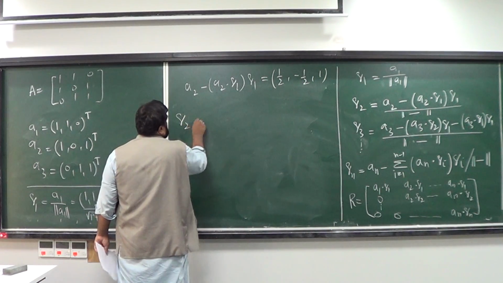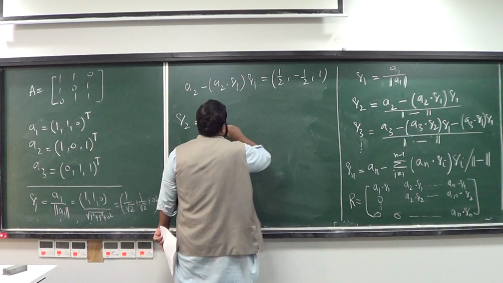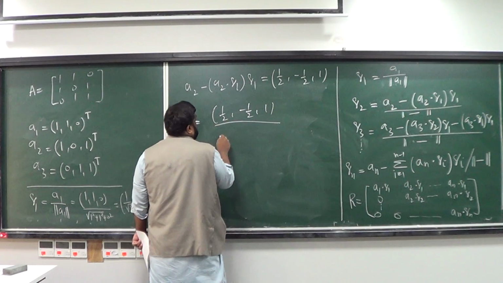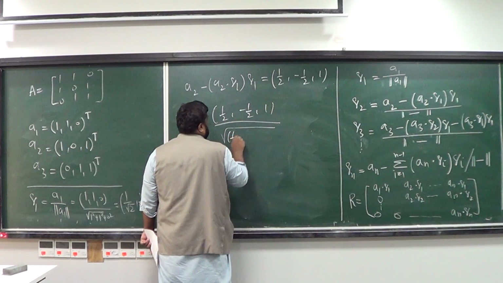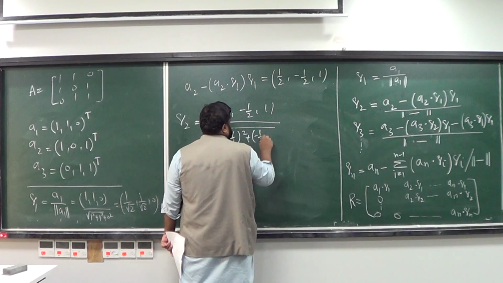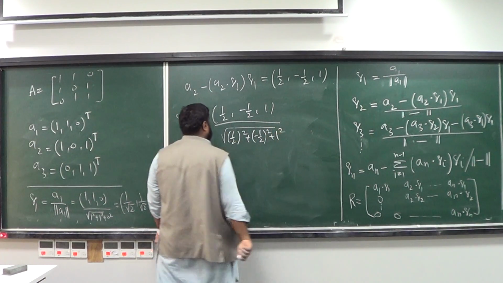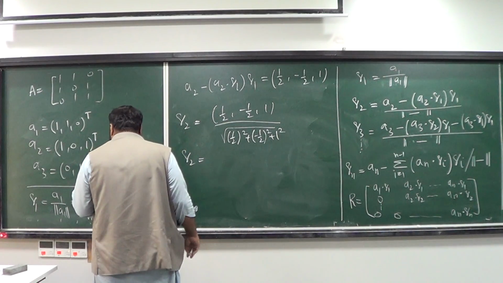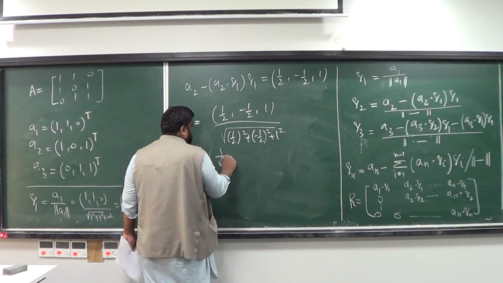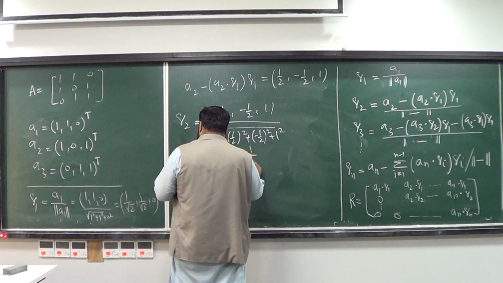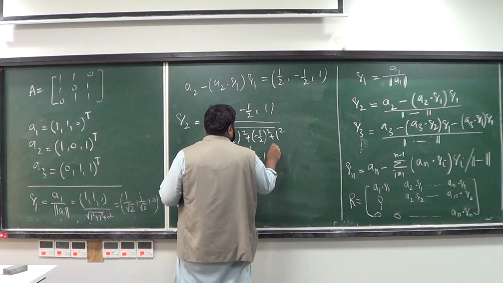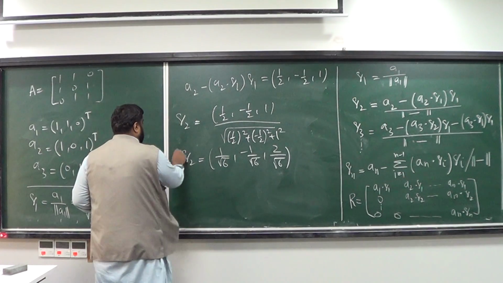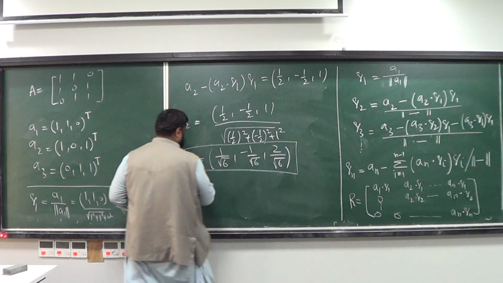So what is my Q2? The Q2 is this vector (1/2, -1/2, 1) divided by its magnitude. So (1/2) squared plus (-1/2) squared plus 1 squared. After simplification, Q2 is going to be 1 over square root of 6, -1 over square root of 6, and 2 over square root of 6. So this is my vector Q2.